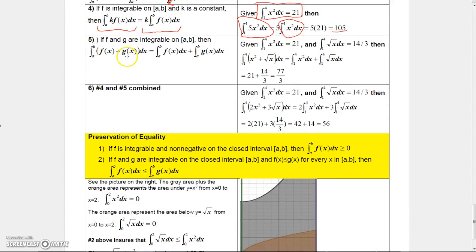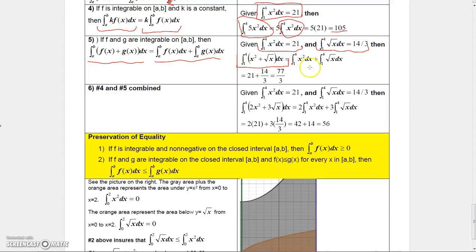And then let's see, what else do I have here? Oh, if you integrate the sum of two functions, it's the same as the sum of the two definite integrals of the two functions. An example of this would be if I know that the integral from 1 to 4 of x squared is 21, and I know that the integral from 1 to 4 of square root of x is 14/3, and someone says, well, hey, can you tell me the integral from 1 to 4 of x squared plus square root of x, the sum of those two functions?